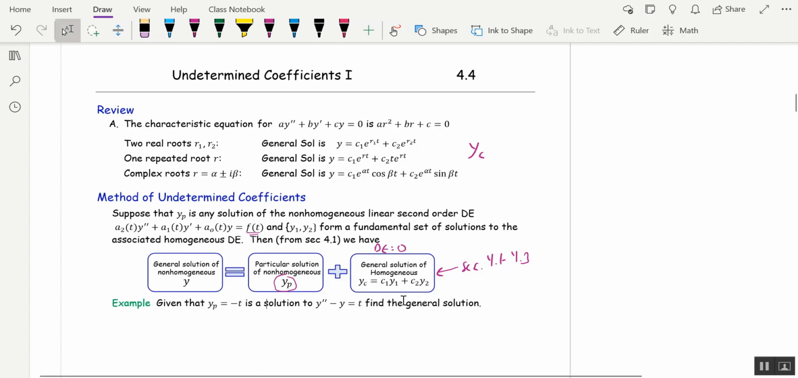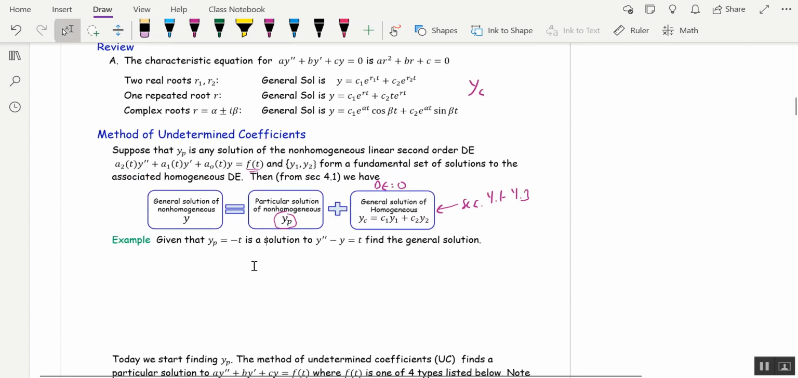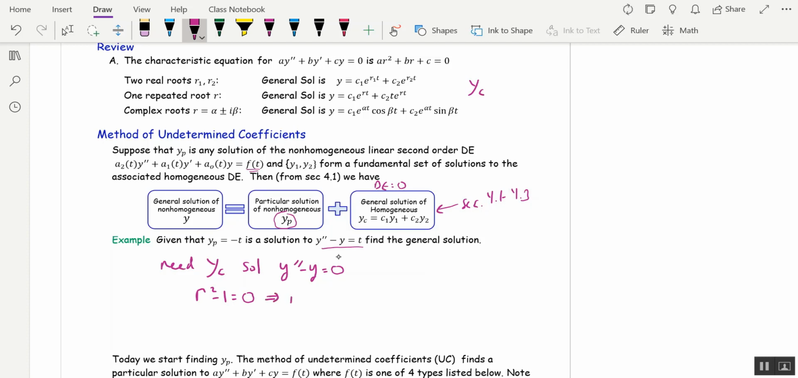All right, here's just a simple example. Given that yp is negative t, so given that that's a solution of this non-homogeneous differential equation, find the general solution. So we need yc, which is the general solution of y double prime minus y equals 0. That's the associated homogeneous differential equation. The characteristic equation of that is r squared minus 1 equals 0, which factors as r plus 1, r minus 1. So we have 2 real roots, r equals plus or minus 1.